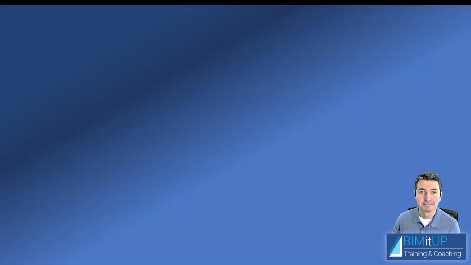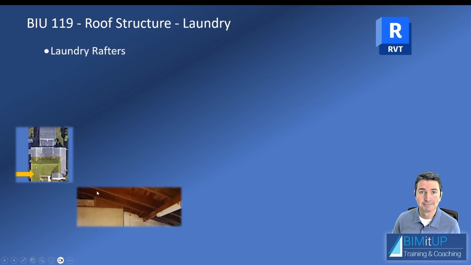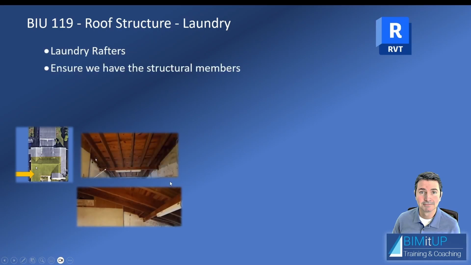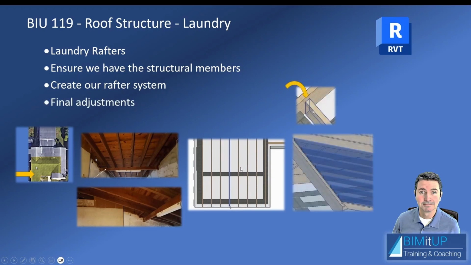Hello everyone, Alex here. Continuing with our Revit from 0 to 100 multi-trade course, we're going to continue with our roof structure. Today's turn is the laundry. So for that, we're going to create some laundry rafters. The first thing we're going to do is ensure that we have the correct structural members as far as depth and width. Then we're going to create a rafter system. And then finally, we're going to do some adjustments as far as scoping so that it looks nice.